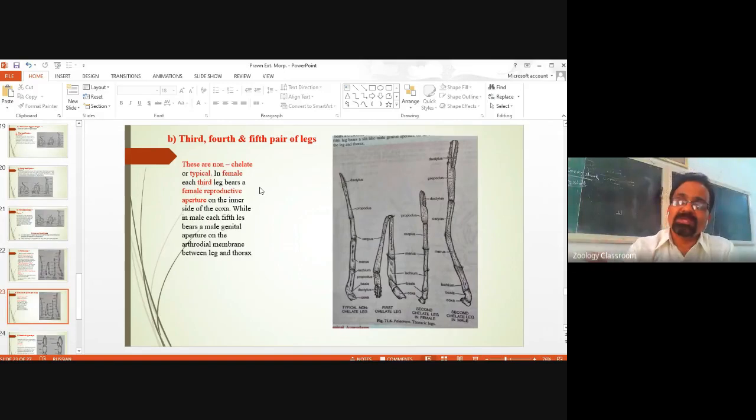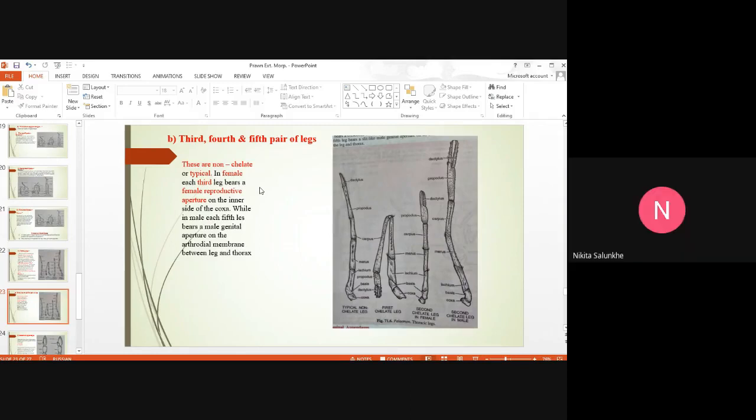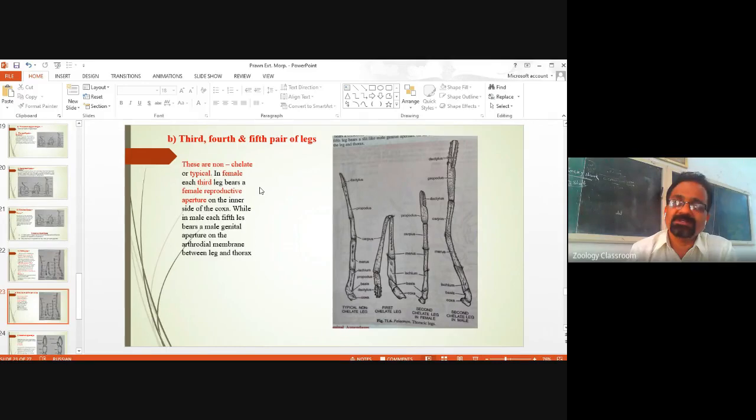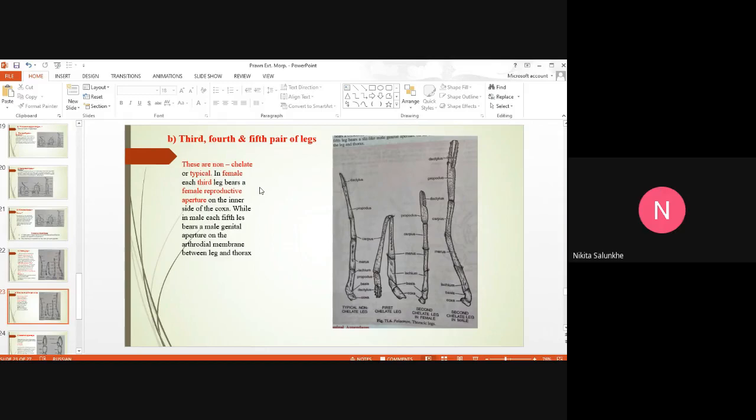On cephalic appendages, we have already covered the discussion. So I just want the names of the cephalic appendages. Antennules, antennae, mandibles, maxillule, and maxilla. Okay. Now, are there any appendages among these cephalic appendages which bear the openings or apertures which we are discussing now? Maxilla.